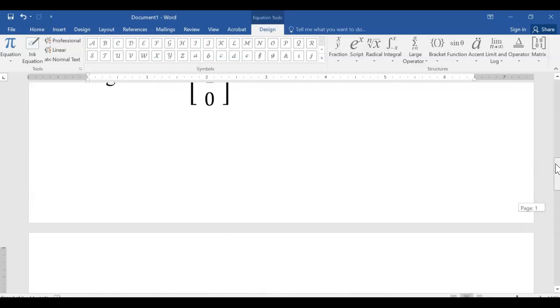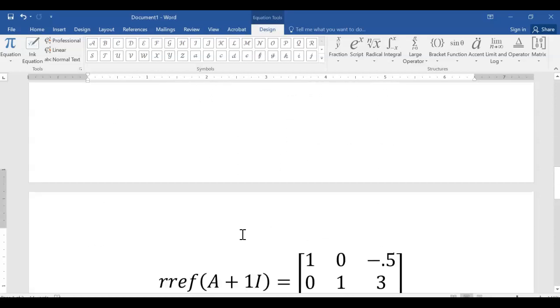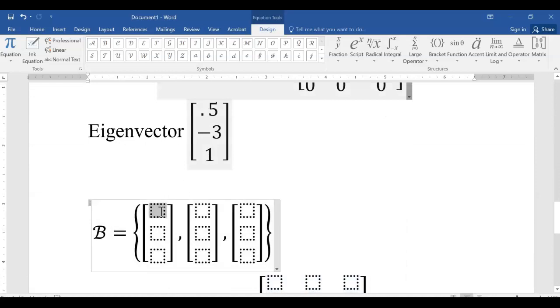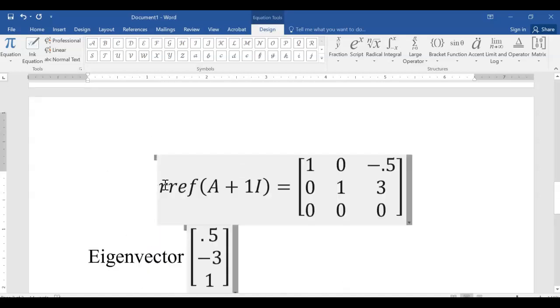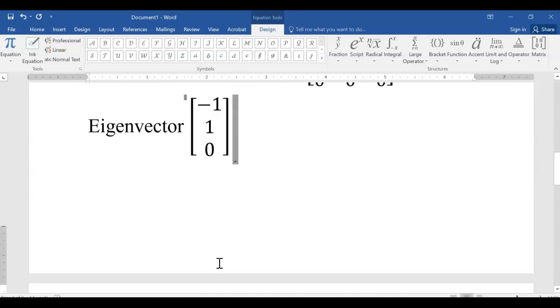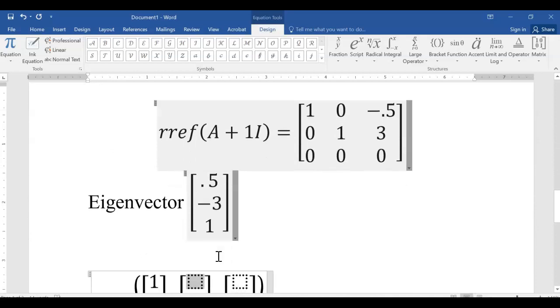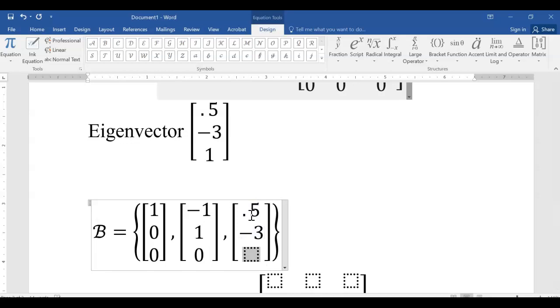And again, the order matters, but I'm going to put it as 5, 2, negative 1. So my first eigenvector that I'm going to plug in is the 1, 0, 0 eigenvector. My second eigenvector, I'm going to go with negative 1, 1, 0. Sometimes I get tongue-tied there. And then my third eigenvector is 0.5, negative 3, 1.